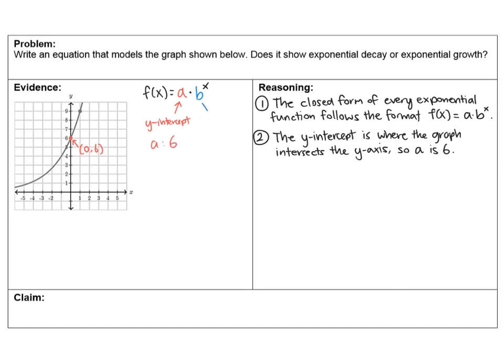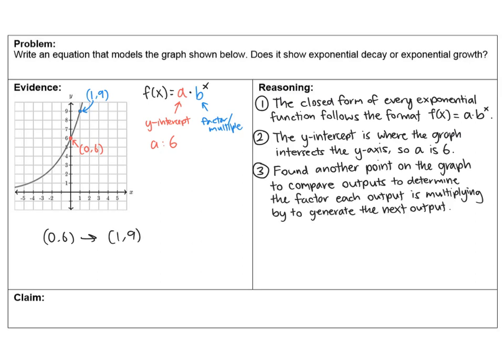equation. To find B, which is a factor or multiple that we are multiplying by each time to get the next output, we'll have to identify another point that's on this line. So another point that's on this graph is (1, 9), and so now we can look at the difference between (0, 6), one of the points, and (1, 9), and use that to help us figure out what we are multiplying by in order to get from one output to the next one.